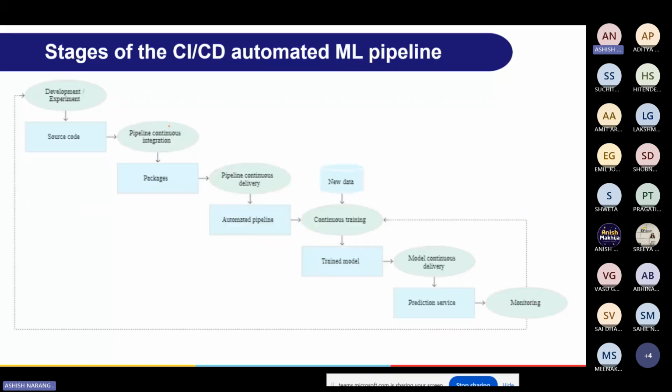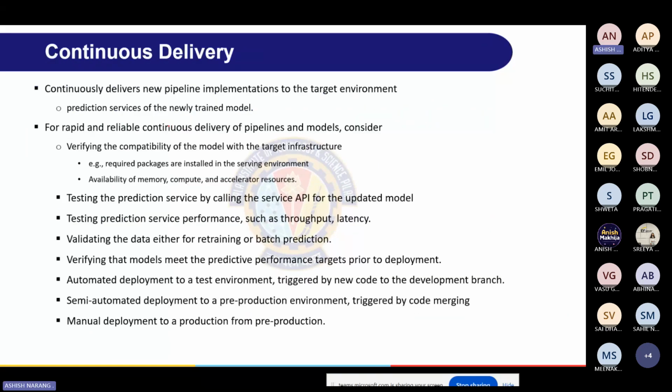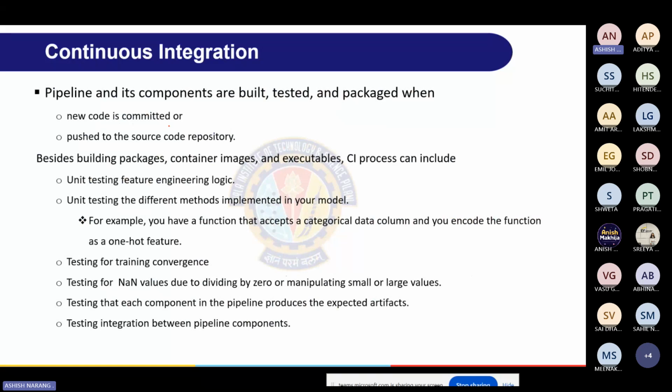What is MLOps? So these are the different stages. You have a source code, you package it, pipeline, continuous integration, then delivery, automated pipeline, and then the trained model, and then prediction service, and then monitoring, right? These are the stages of an automated ML pipeline. So continuous integration and continuous delivery, these are the two important components of MLOps.